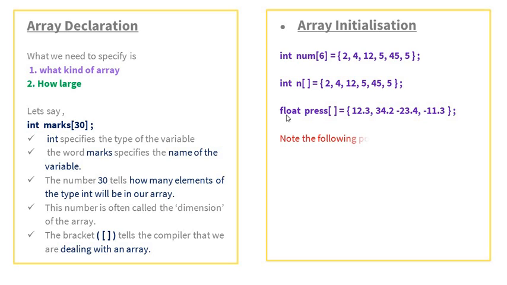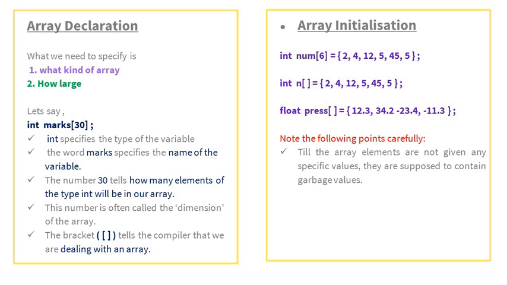Now there are certain points that you need to note. Until the array elements are given a specific value, they are supposed to contain garbage values. In this example you can see I haven't specified any values. So is this array holding something? Yes, it contains garbage values.